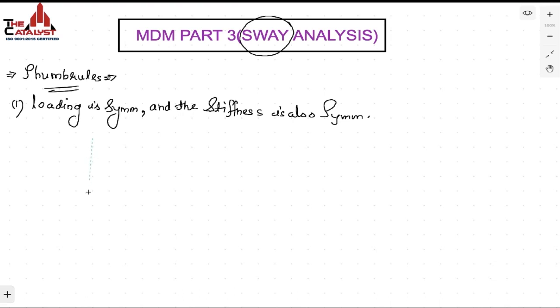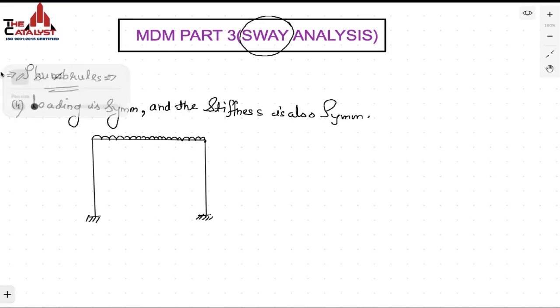For example, if this is the frame we have, and in this frame the loading is like this. This is fixed support, this is fixed support, and there is a UDL throughout this particular span. Now for this case, if you divide it into two parts from the central line, you can say that the loading is symmetrical about the central line, so there will be no movement of the frame. That is the first thing.